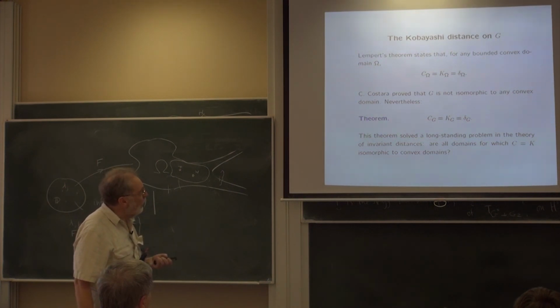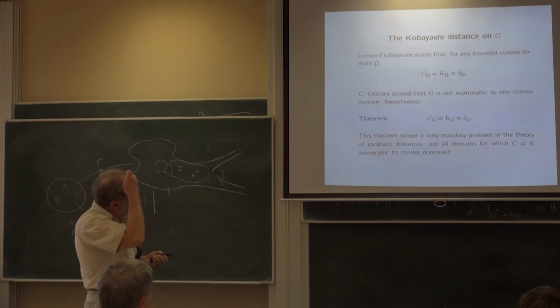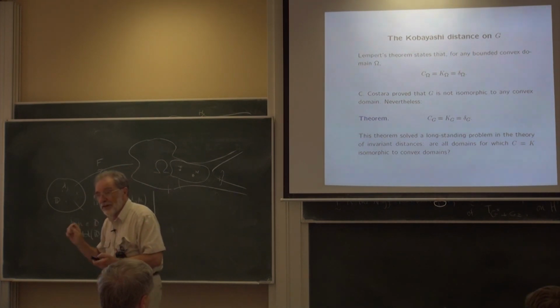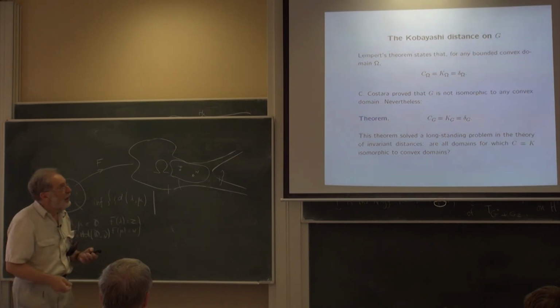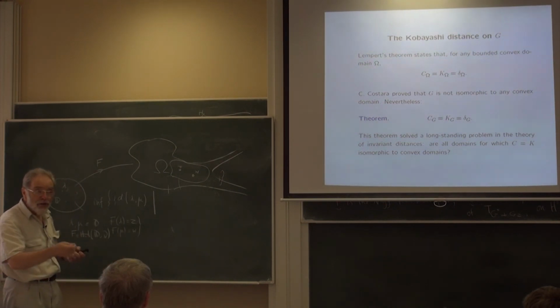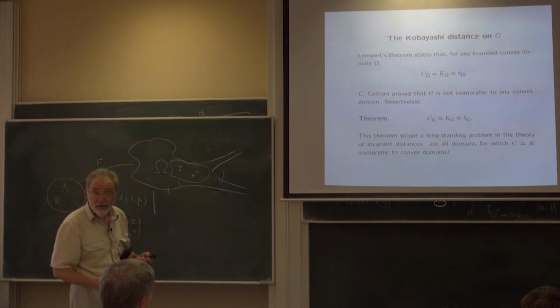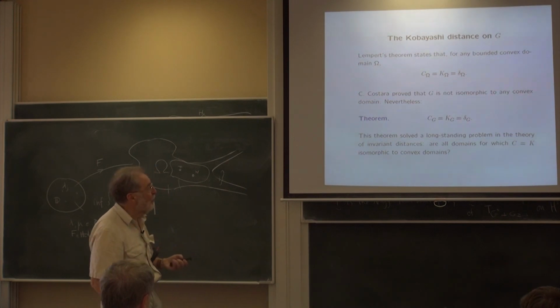But it is true for the symmetrized bidisc, because the symmetrized bidisc is not convex, and it's not convex in a very strong sense, and it's not even isomorphic to a convex domain. So there was a conjecture that for any domain that was not isomorphic to a convex domain, the Kobayashi and the Carathéodory distances would differ. But this symmetrized bidisc provided the first example to show that that's not true.